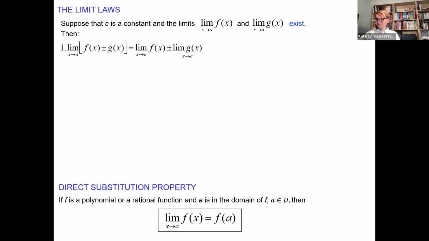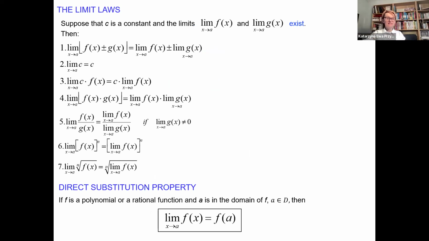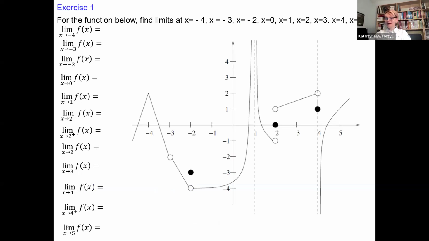Okay, I just listed the limit laws, limit properties. We have to be able to apply them at the right moment. And at the bottom, we have the direct substitution property. If the function is a polynomial or rational function, or in general, a continuous function, because polynomials and rational functions are continuous on their domain, and if the number a is in the domain, then we can just use direct substitution. We have to remember about the indeterminate forms. Then we have to do a little bit of algebra, simplify, and then use substitution.